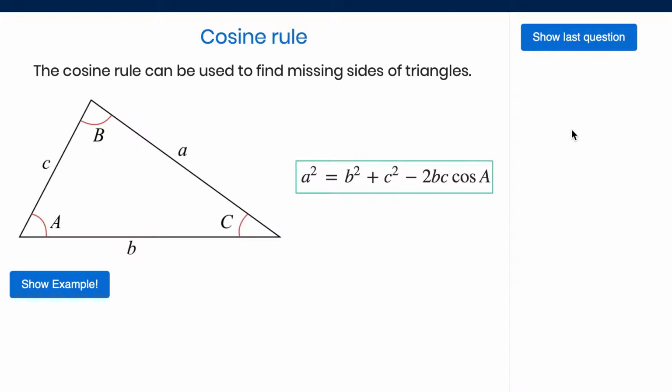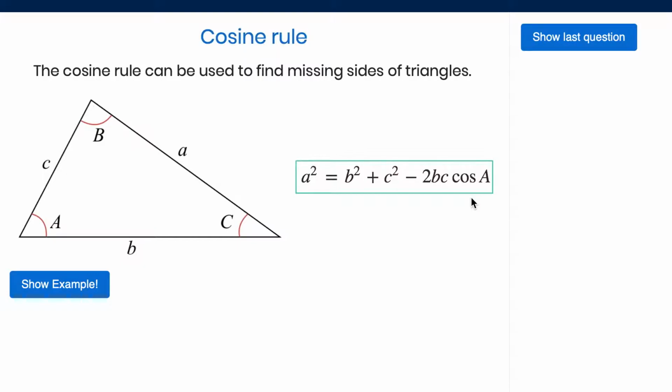In this video, we'll learn how to use the cosine rule to find missing angles of triangles. Unlike normal trigonometry, which only works for right-angled triangles, the cosine rule applies to all of them, which is given as a squared equals b squared plus c squared minus 2bc cos A.